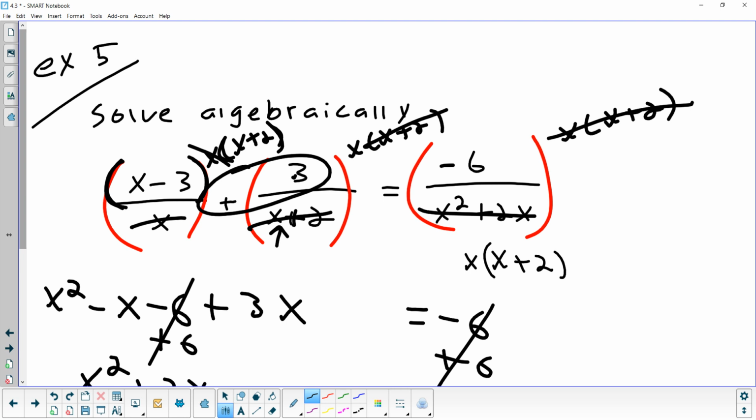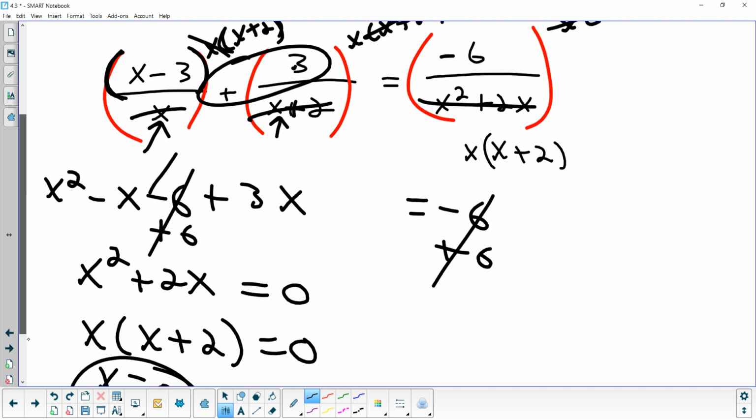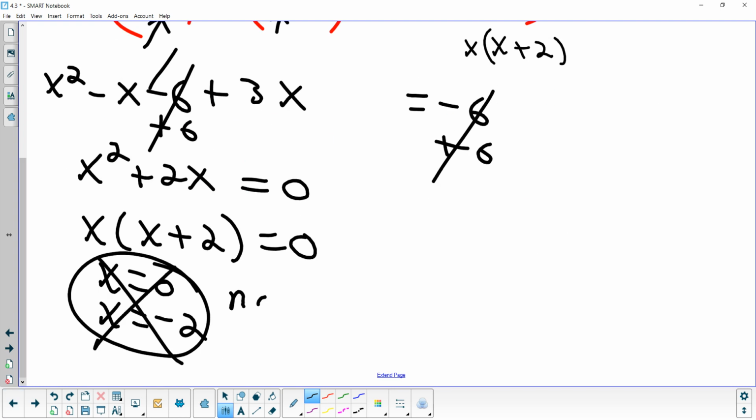Yep? 0 won't work either. Because if you try to fill in 0 here, you'd be dividing by 0. So what that means is this problem has no solution.